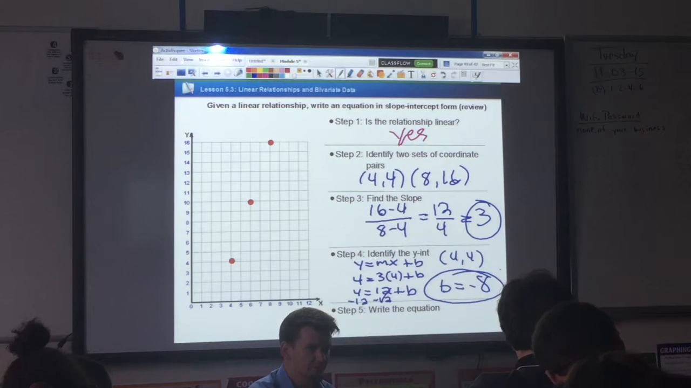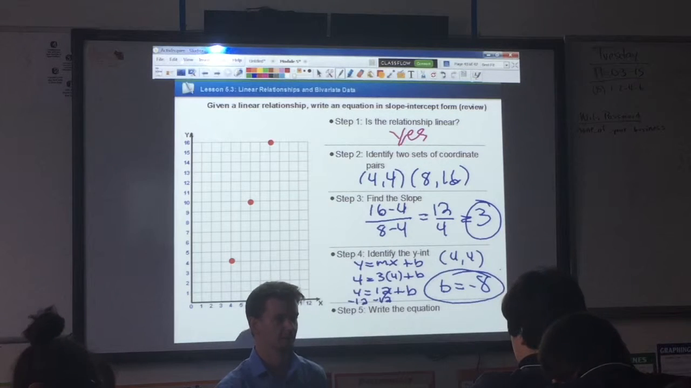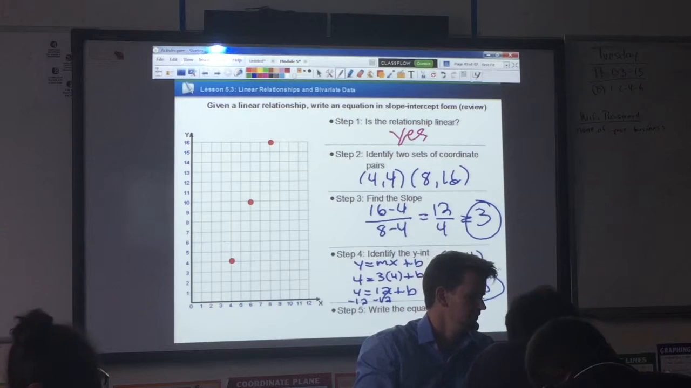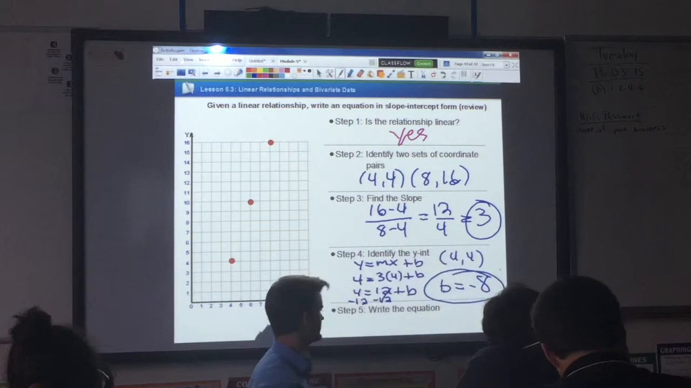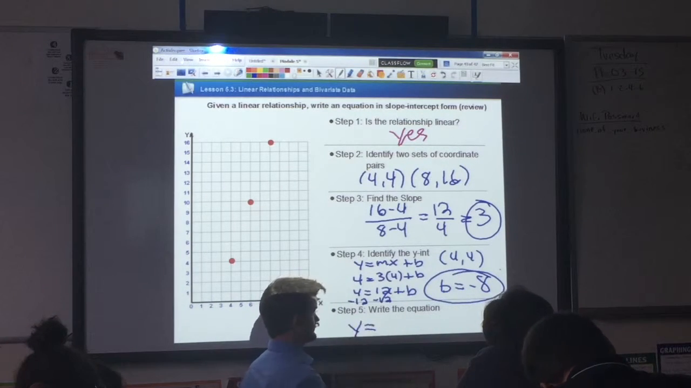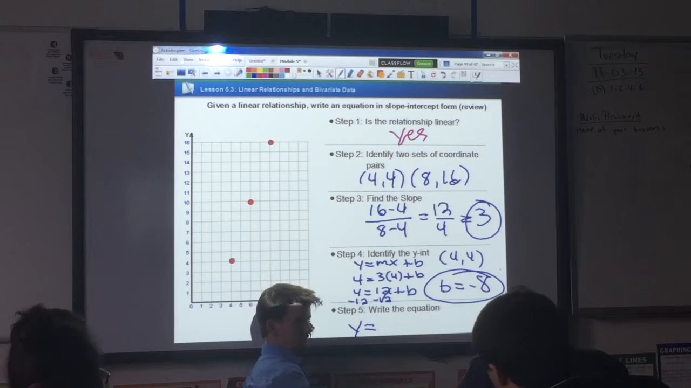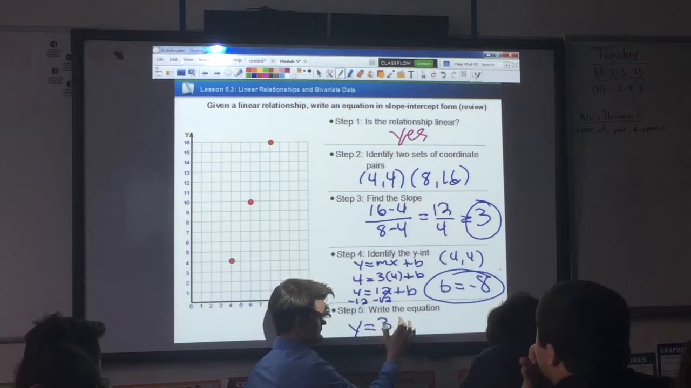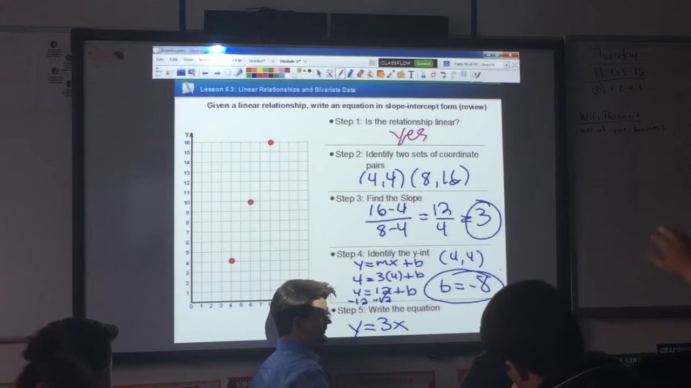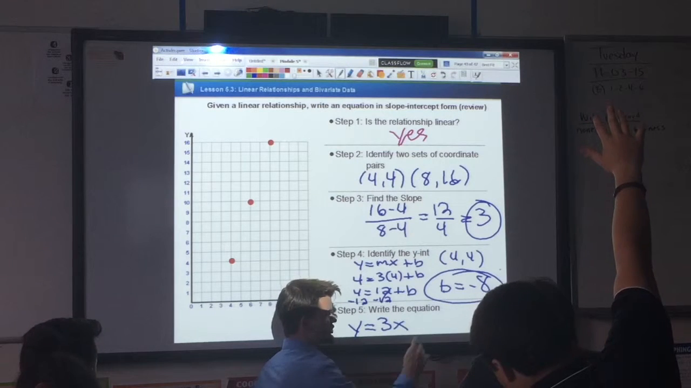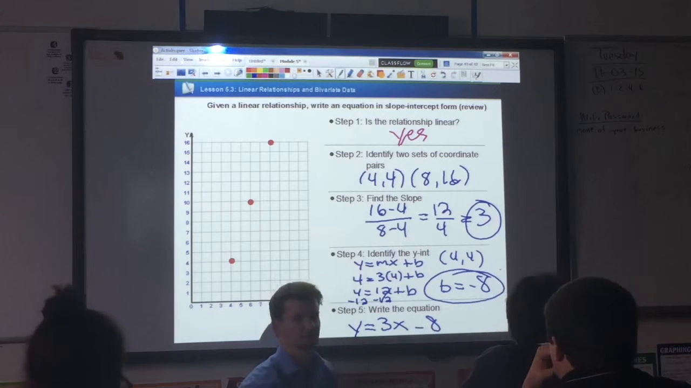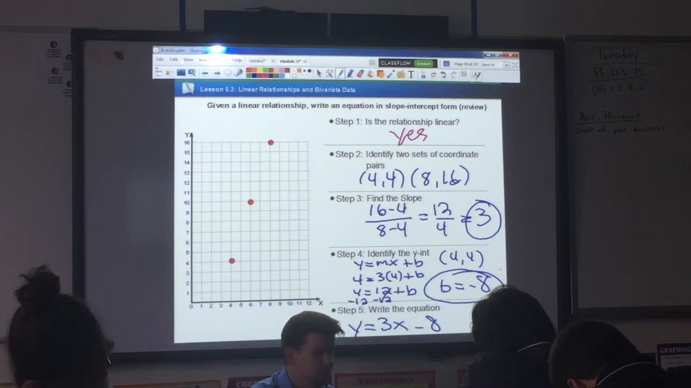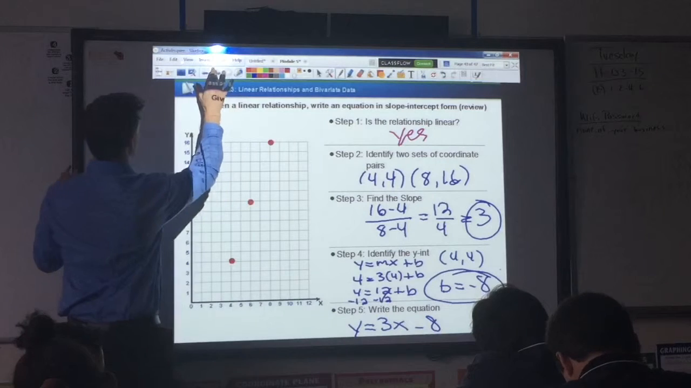And then Shimon, what's my equation? My equation? Y equals, okay. Y equals... What's your slope? 3. X plus negative 8, or you could just write negative 8. Okay, good. Y equals 3x minus 8. Any questions on this? Any questions? No? Okay. Everyone have this written in?